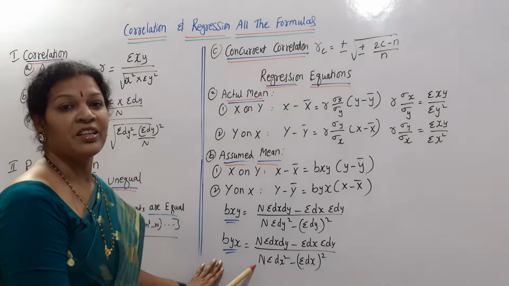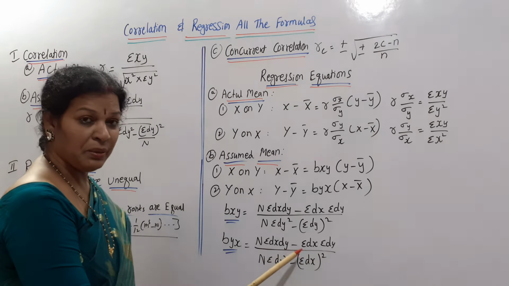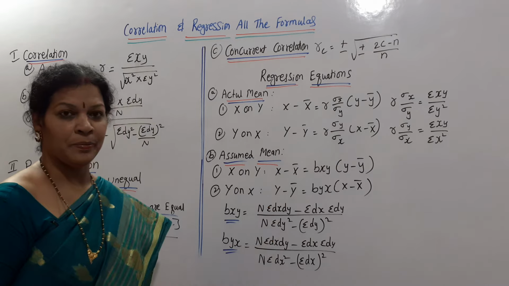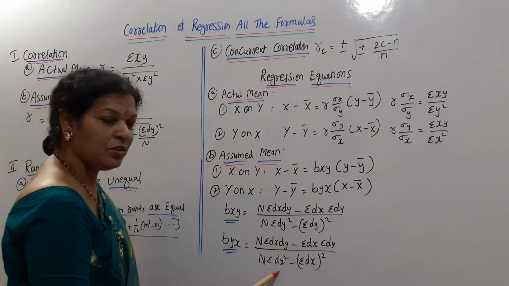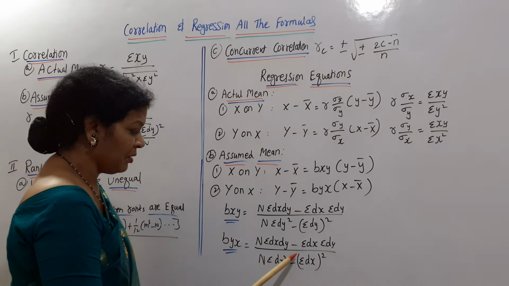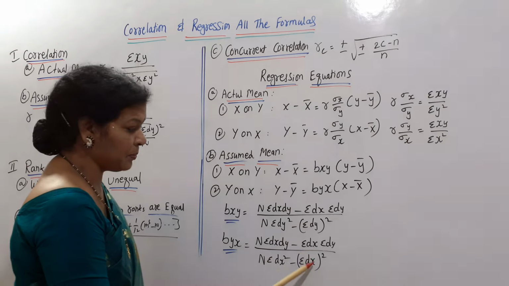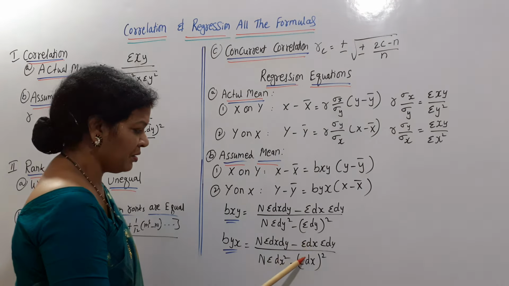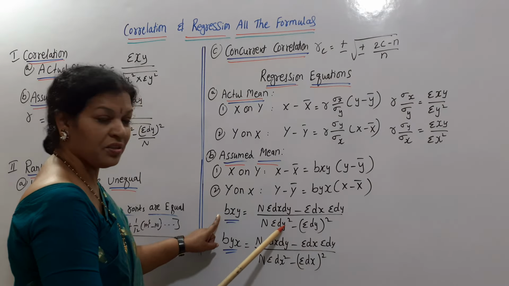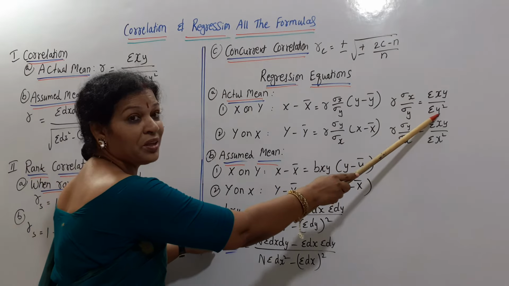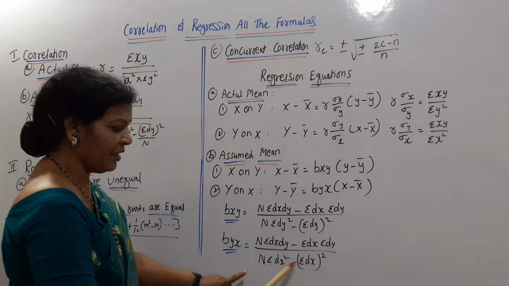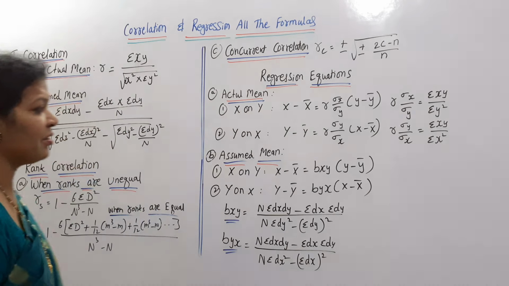In the same fashion, byx also: n into sigma dx dy minus sigma dx into sigma dy. Same one, whatever we have written here, same thing we are writing. And downside also, dy turns into dx: n into sigma dx square minus sigma dx whole square. Here sigma dy square, here it comes to sigma dx square. X on y, always downside it comes y. For y on x, means byx, x comes. Easy? Take a screenshot or note down.